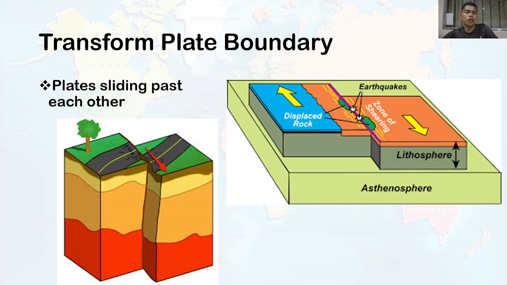The last one is the transform plate boundaries, when plates slide past each other. This is not destructive in the lithosphere. However, it is destructive on the road, and also to houses that are hit. As you can see, the road is no longer attached to each other since the plate moves, sliding past each other.